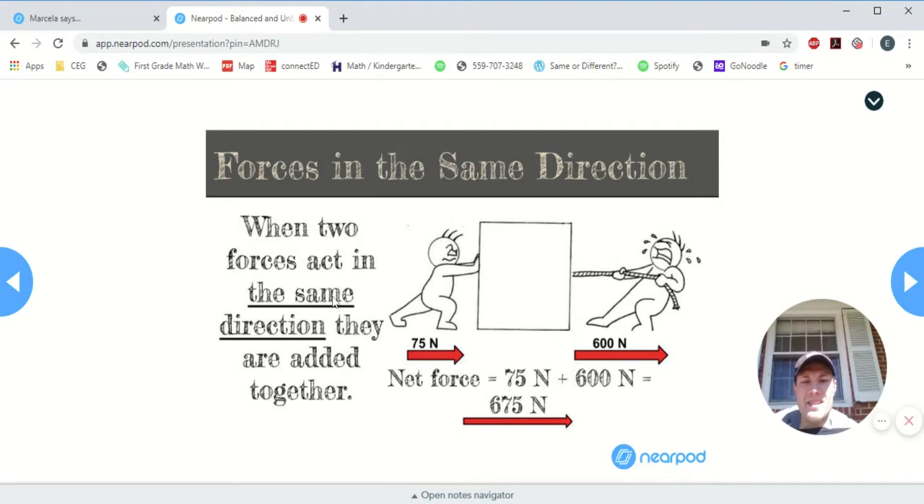When two forces act in the same direction, they're working together. That means you add them together. So in this example, this person is pushing right here, and this person is pulling right here, and they're both moving the box in the same direction to the right. Since they're working together, the forces are added together. So 600 newtons plus 75 newtons. The total is 675 newtons to the right. You'll also notice that the arrow got longer because you're adding the two forces together. So just like before, you need to tell me the strength and direction of the force.